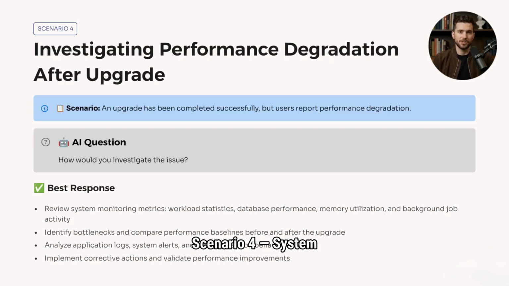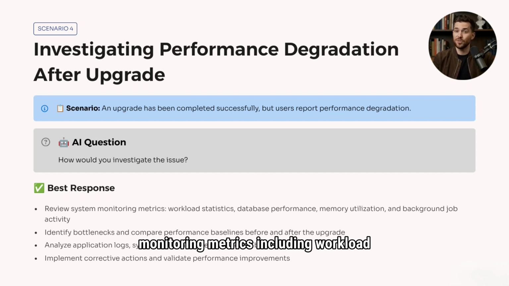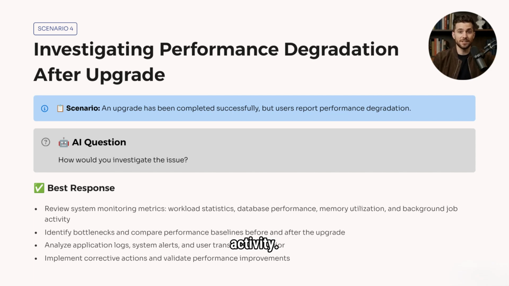Scenario 4, system monitoring after upgrade. An upgrade has been completed successfully, but users report performance degradation. AI question: how would you investigate the issue? Best response: I would begin by reviewing system monitoring metrics including workload statistics, database performance, memory utilization, and background job activity. Next, I would identify bottlenecks and compare performance baselines before and after the upgrade. I would analyze application logs, system alerts, and user transaction behavior. After identifying root causes, I would implement corrective actions and validate performance improvements.